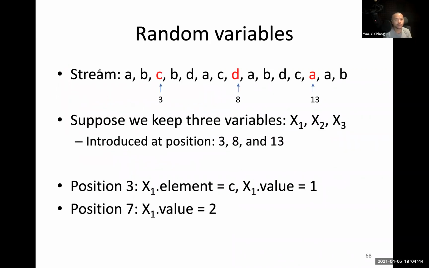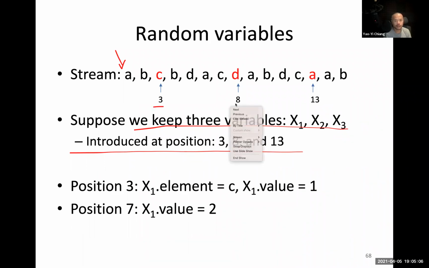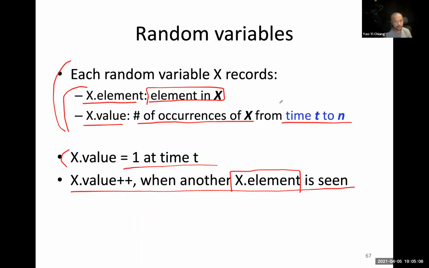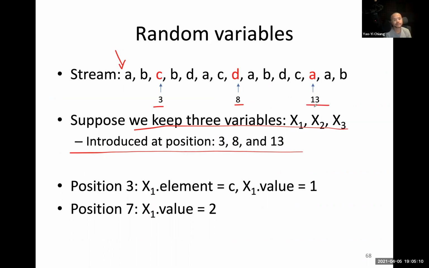Let's look at one example. This is your stream. Suppose you keep 3 variables, right? So instead of keeping one variable for each distinct element, now you only have 3 variables, x1, x2, and x3. You introduce them at different positions. So first one here, second one here, third one here. Cool.